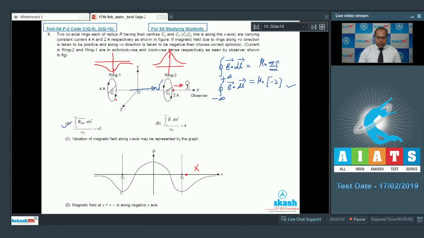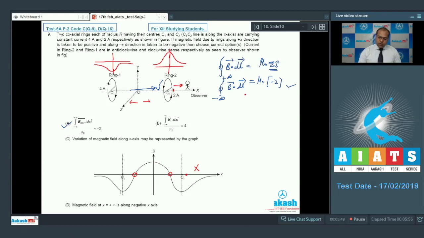Also, in the region between C1 and C2, there must be a point which is the null point, as the magnetic field due to ring 2 is in this direction and the magnetic field due to ring 1 is in this direction. But if I see here, there are 2 points, which is wrong. Since there are 2 null points and here we have the possibility of finding only 1 null point, this representation of the graph is wrong.